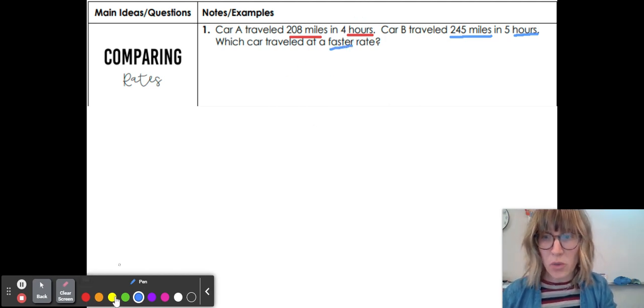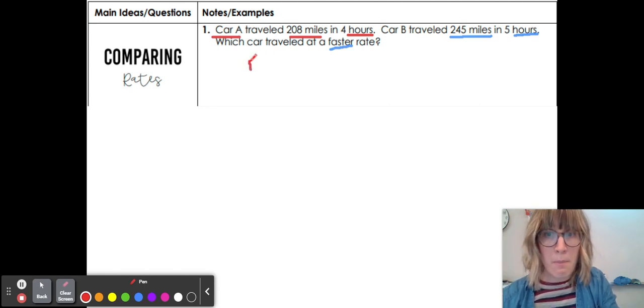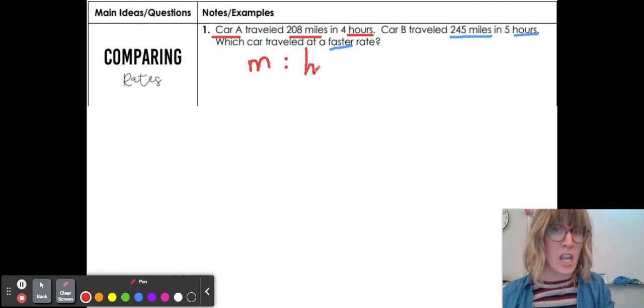So first things first, we are going to get my red. So in car A, we'll just call it the red car, we want to know that we're comparing miles per hour, essentially, right? Or miles to hours. So when we have miles, we're going to go ahead and put in our 208, which is our given information, and our 4 hours.